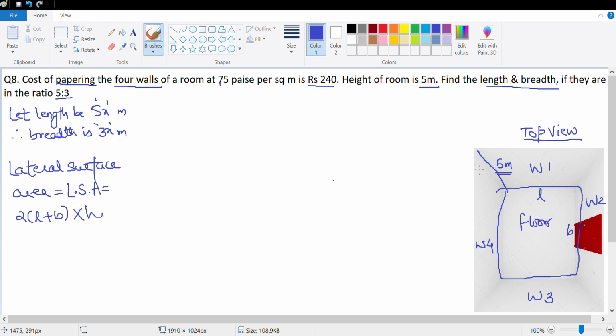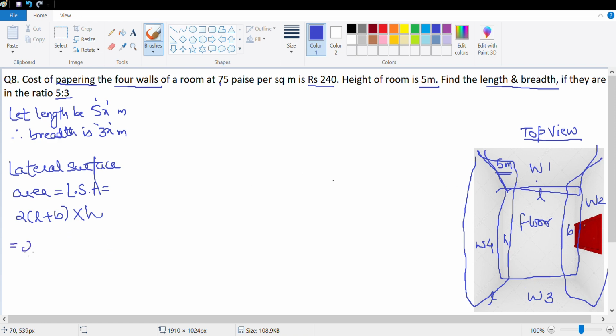Let me just repeat it once again how to calculate it. If this is the length, this is the height, then this is L into H. Similarly, this wall is also L into H. Wall 1 is breadth into H. This is also breadth into H. Perfect. So in this case, 2 times length is given as 5x, breadth is 3x, multiplied by height. Height is given as 5.